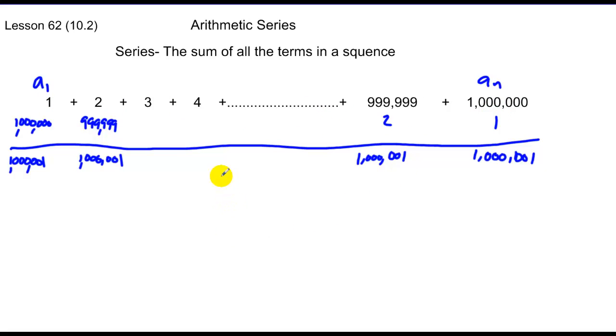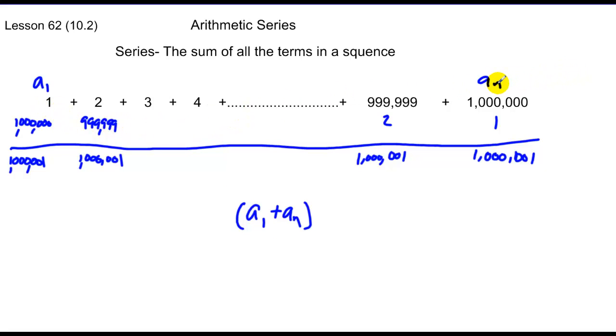So he said, well, look what I've done. Essentially, I've taken this first term and the last term and found the sum of that, because the sum of the first term and the last term is the same as the sum of every other term. So he said, if I take that first term, add it to the last term, and how many of those sums do I actually have?